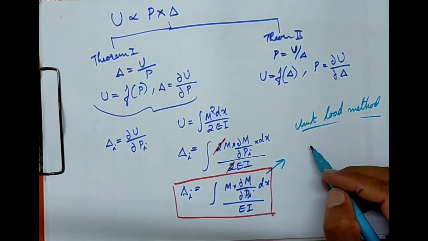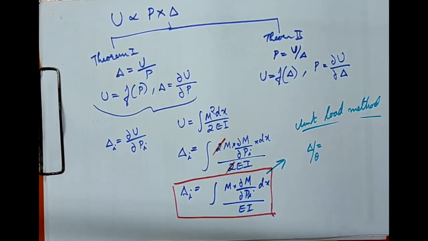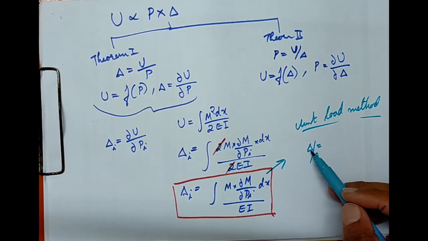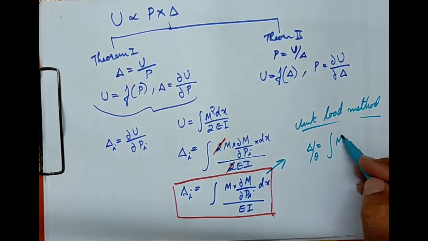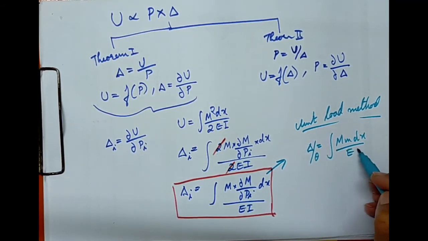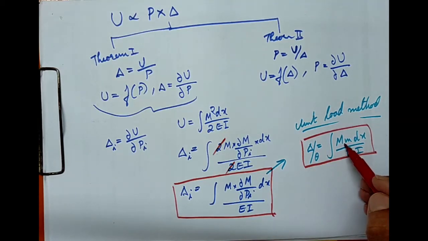In the unit load method, there is a simple equation that you may be remembering, that is delta or theta. When I say delta, this delta represents displacement. This displacement can be a deflection or a rotation. You should never forget that. So delta or theta is given by integral M m dx by EI. This is the equation that we use when dealing with the problems of calculation of deflections using the unit load method. So you can see that here we have a value m.